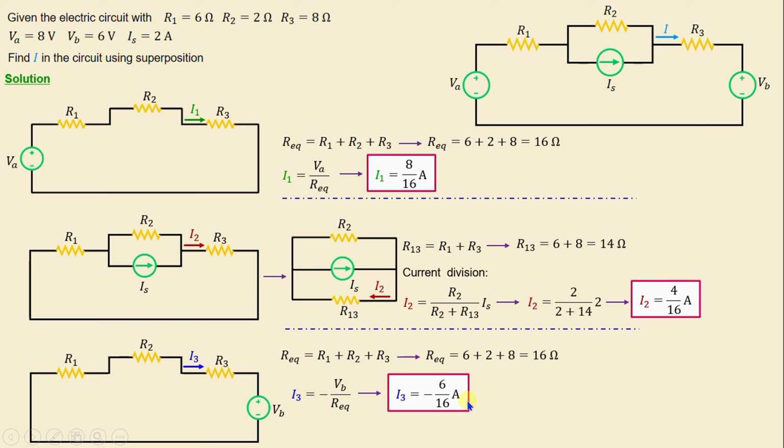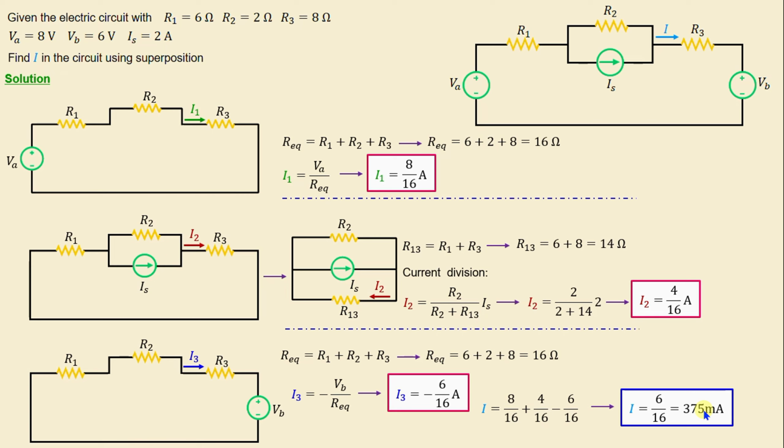After completing the analysis for each independent source while treating the others as turned off, the subsequent step is to combine the results algebraically. This process enables us to determine the overall circuit's response. That means the current I through the resistor R3 is equal to I1 plus I2 plus I3. And if we replace I1, I2, and I3 with their numerical values, we obtain I is equal to (8 plus 4 minus 6) over 16, which is equal to 375 milliamps.